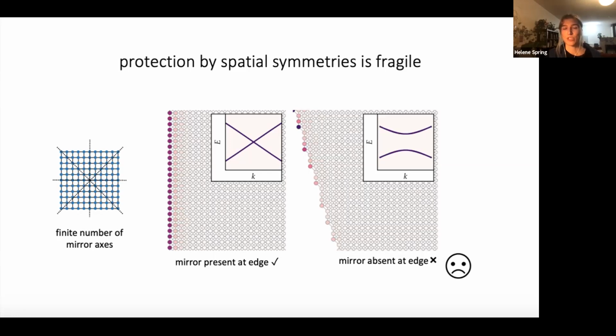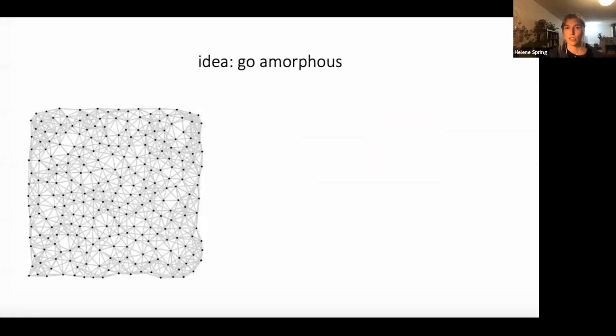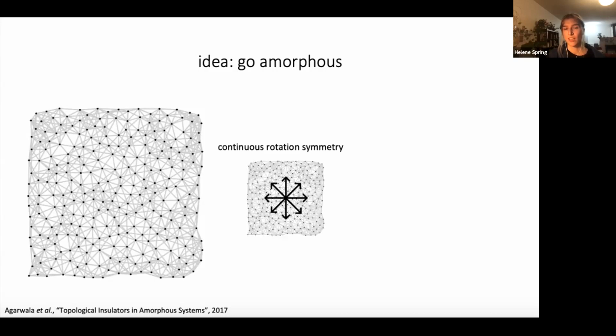If there was a way for us to have spatial symmetry present for all edge orientations, we wouldn't have to worry about this. Luckily for us, there is such a symmetry, but we have to go beyond crystals to find it. The idea is to consider amorphous materials. These are structures with no long-range order, and they have been found to support topological phases relying on non-spatial symmetries. But what we consider here is the use of continuous rotation symmetry, a spatial symmetry present in amorphous systems.